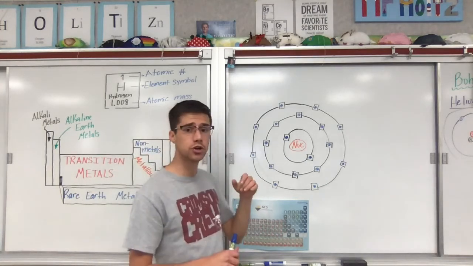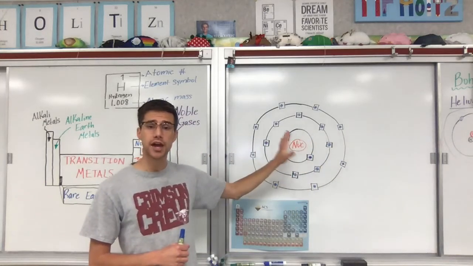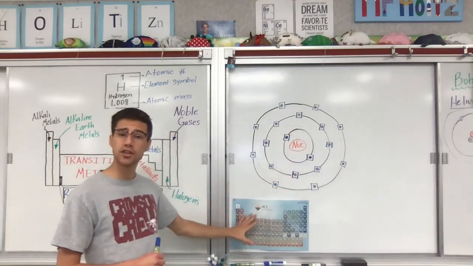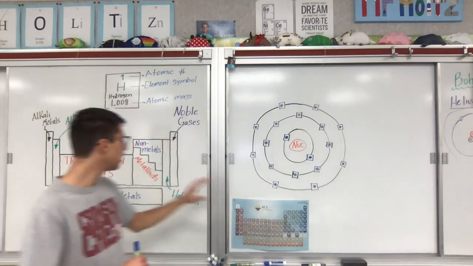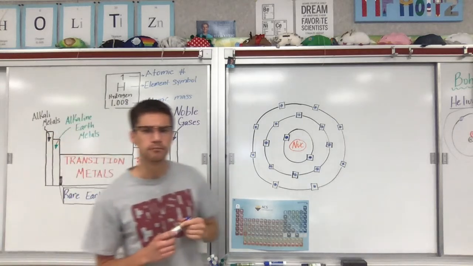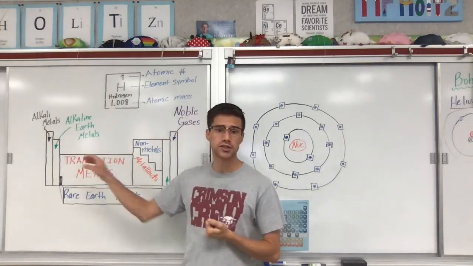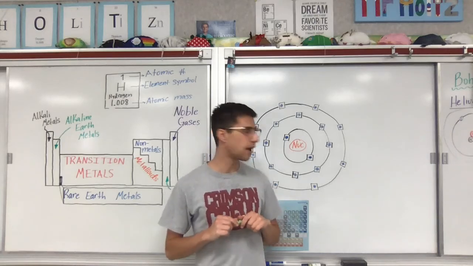So hopefully that was a good review on atomic structure and talking about Bohr models and valence electrons and why the periodic table is kind of strangely shaped the way that it is. And we went over the groups of the periodic table, and we'll apply the different groups and their characteristics to concepts that we'll talk about later this year. So hopefully that was helpful.